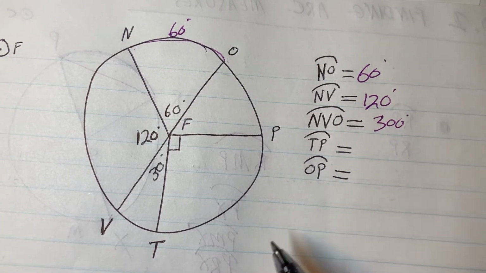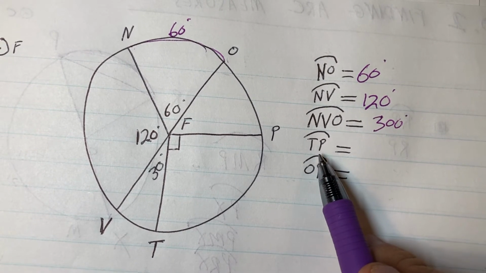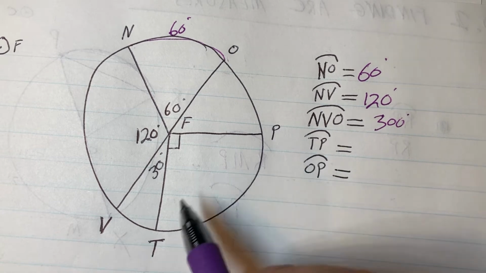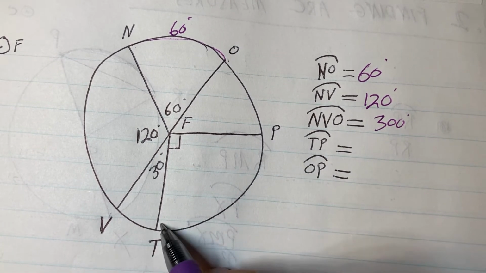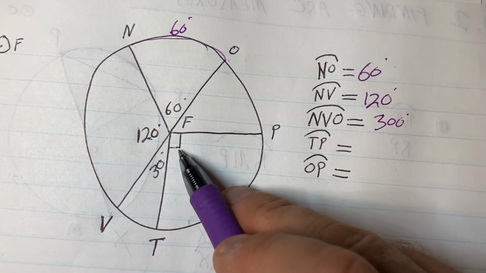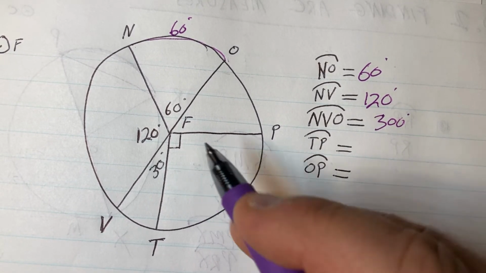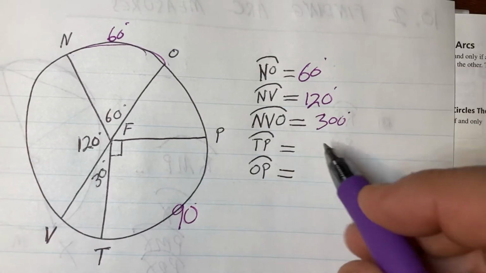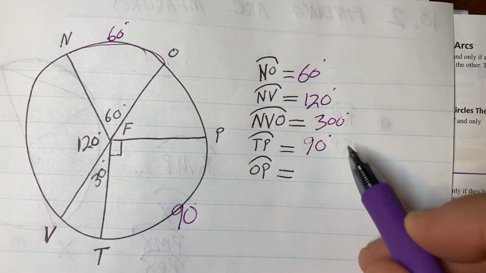300 degrees. Arc TP, toilet paper. TP, from T to P. What's the measure of this arc? It's going to be the same as that central angle. What's that measurement? 90 degrees. So TP is also 90 degrees.